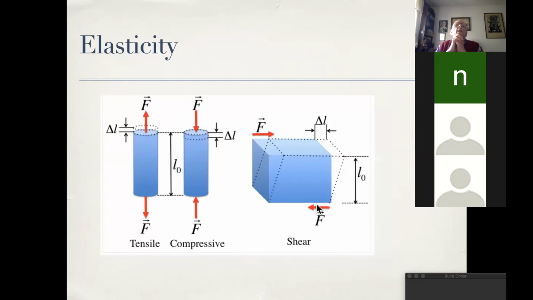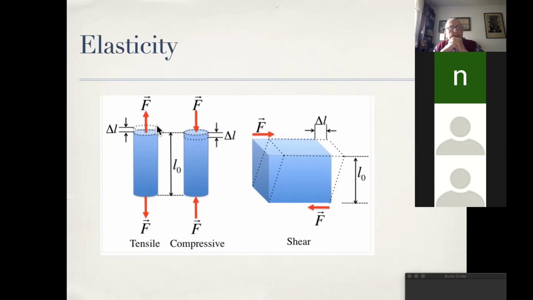So we know a little bit about the stress-strain relation, and just a few names. If I pull on the cylinder, the deformation is called tensile, and when I apply the force trying to shorten it, then it's a compression.